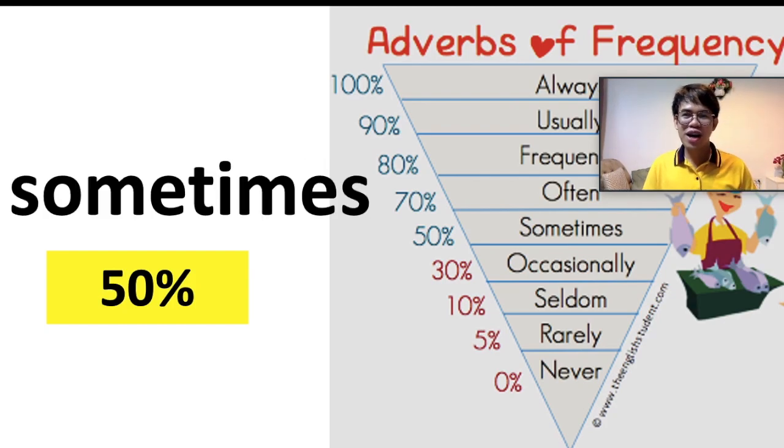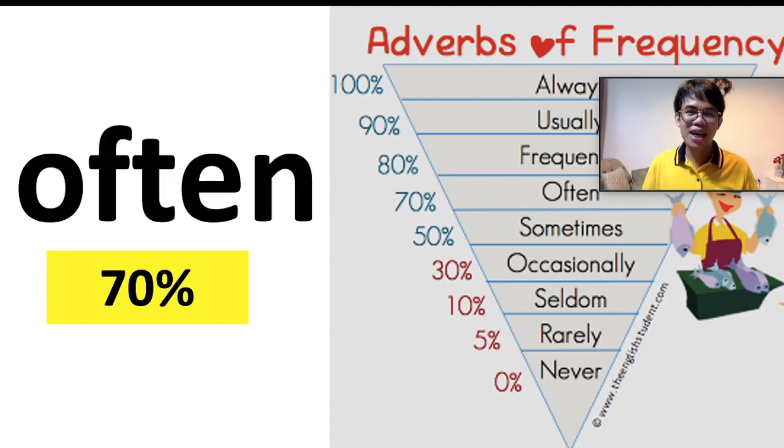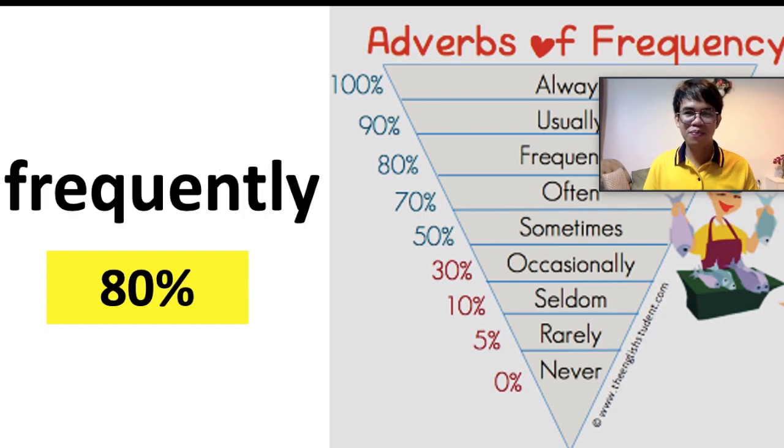And we also have sometimes. Sometimes. It's 50% of the time. So sometimes means 50% of the time. Remember that. Okay? Next is often. Often. It's 70% of the time. Frequently. Frequently is 80% of the time.